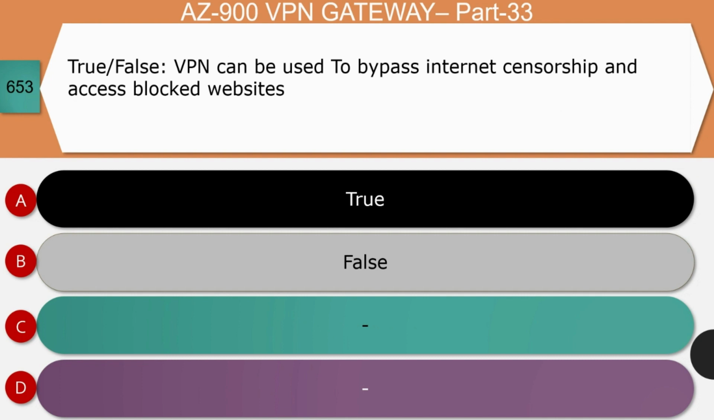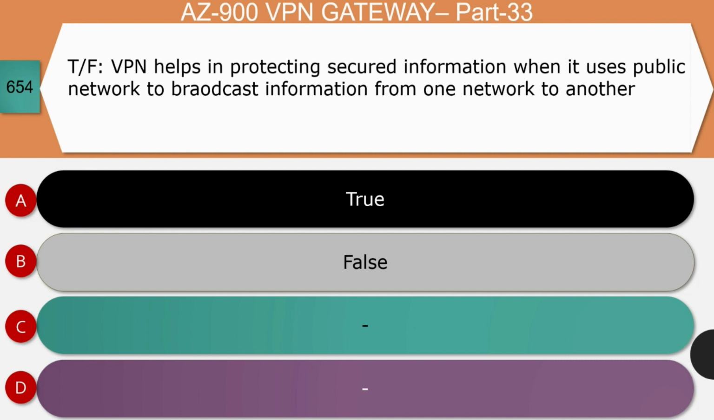Next question: true or false? VPN can be used to bypass internet censorship and access blocked websites. Is it true or false? Yes, it is true. Let's see the reason why we have selected this option. The VPN can be used to bypass internet censorship and access blocked websites or services in countries where access is restricted. And so true is the right option.